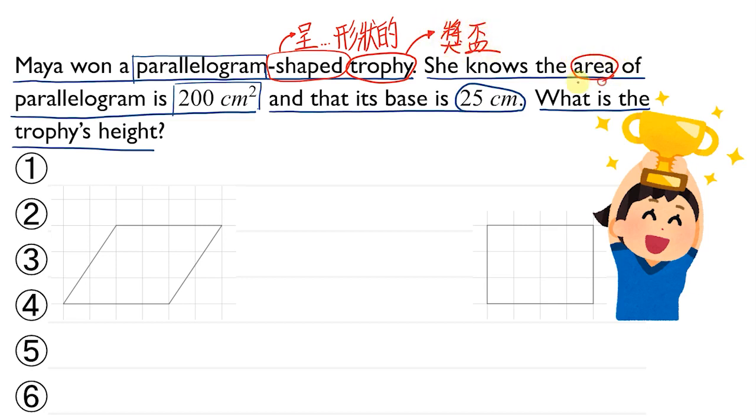And this area means 面积. Base means 底. And the word height means 高. And then finally, the mathematical terminology. Parallelogram means 平行四边形.